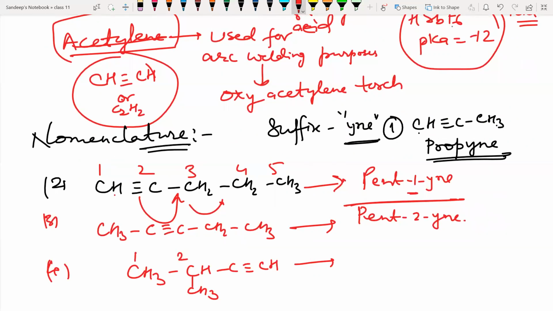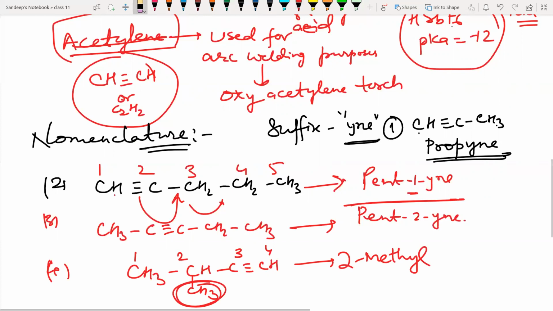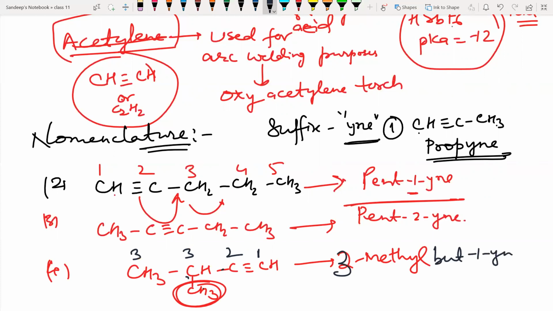Now this is 1, 2, 3, 4. So on number 2 is a methyl group. So it would be called 2-methyl. But not 2-methyl. You have to give priority to the triple bond. So you don't have to write like this. You have to write from this side because the triple bond is here. So 1, 2, 3, 4. So the 3 position is methyl. So 3-methyl but 1-yne. If you write from the other direction, that will be wrong, because you have to give priority to the triple bond and then to the substituent. So the triple bond is at the first position and methyl is at 3. So 3-methyl but 1-yne. This way we write the nomenclature of alkynes.